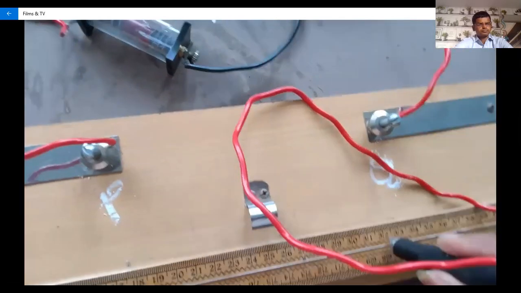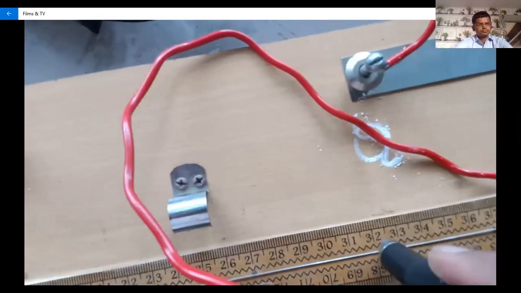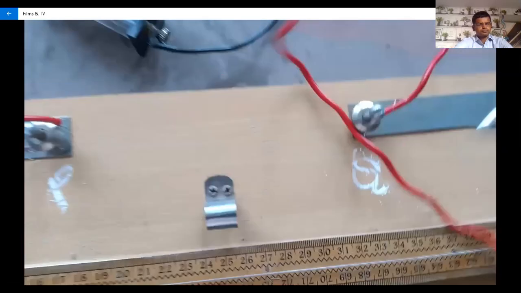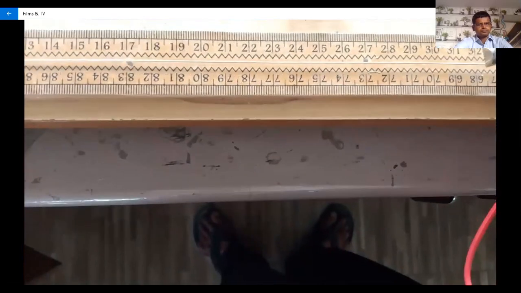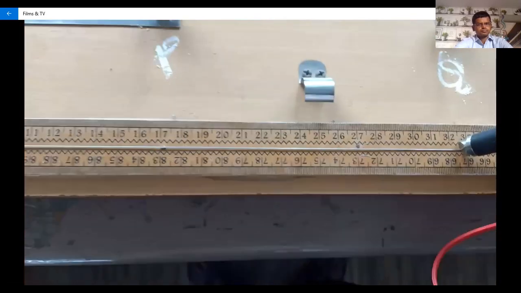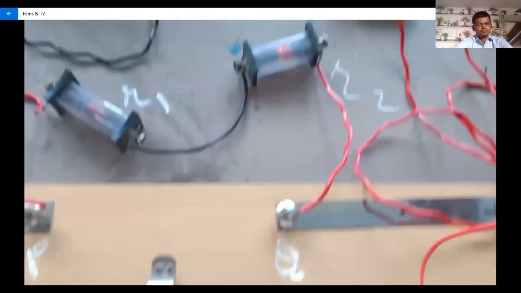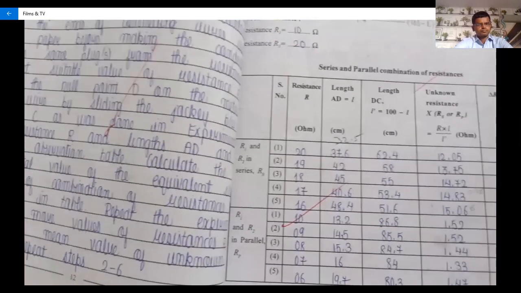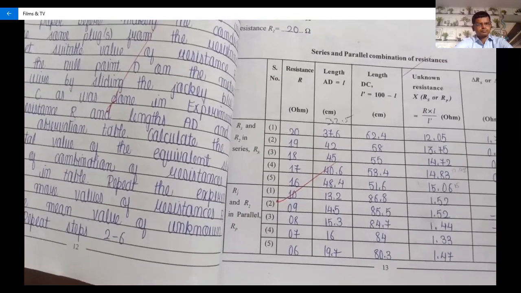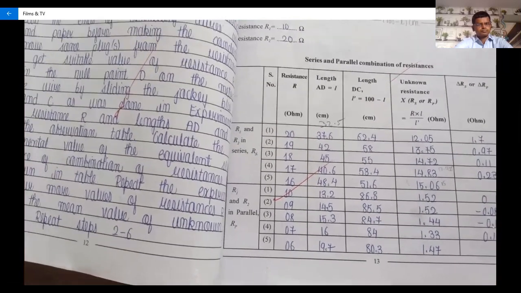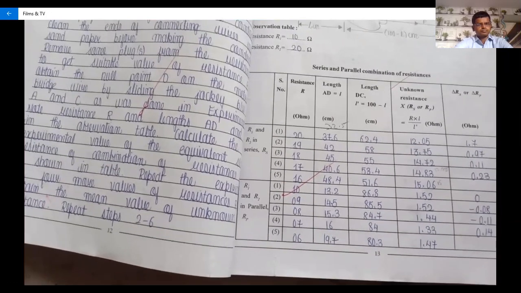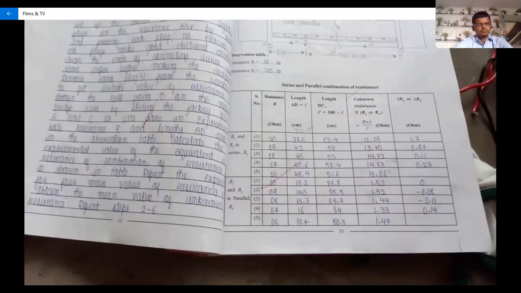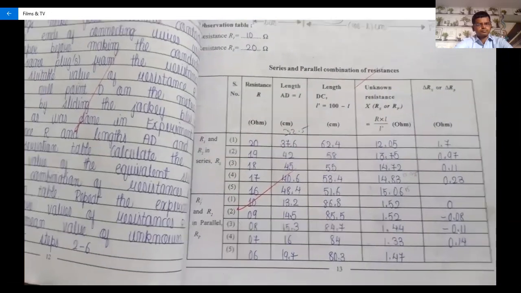So we note down the value from this scale. You see it is 32.5. This value we copy into our record book. It is the value for 20. Now for the remaining practical, again remove some values like 19, 18, 17 and 16 from the R box, and you find the length from the Wheatstone bridge. Then after the calculation as per the given equations, we have performed the practical for the series.